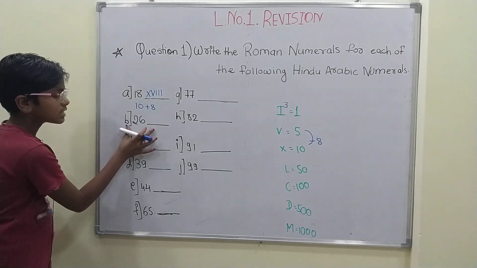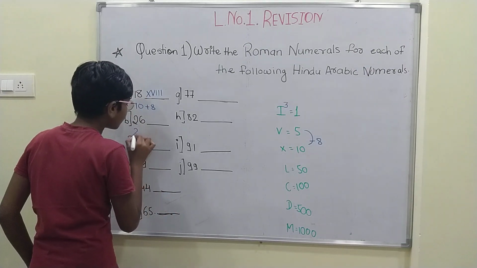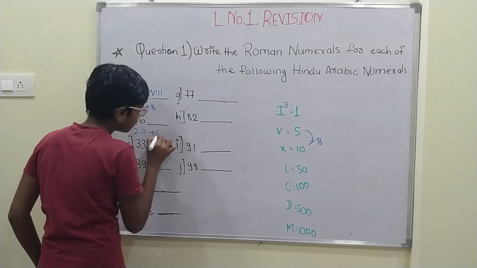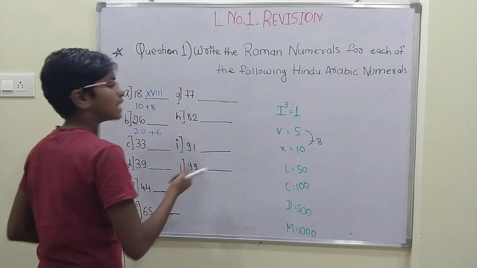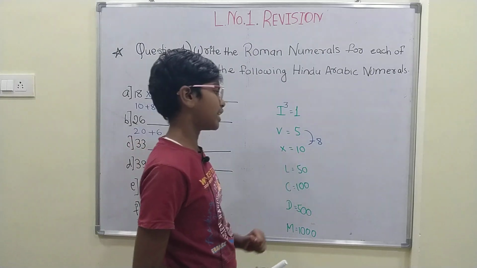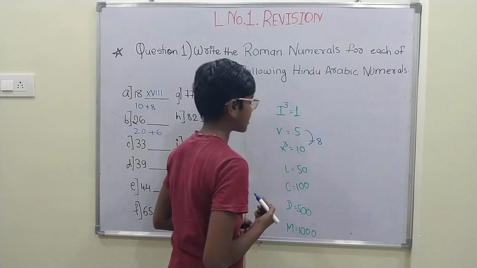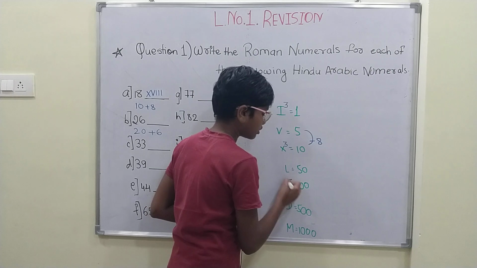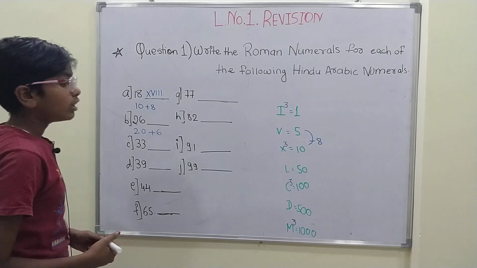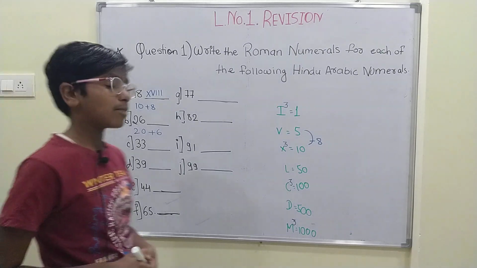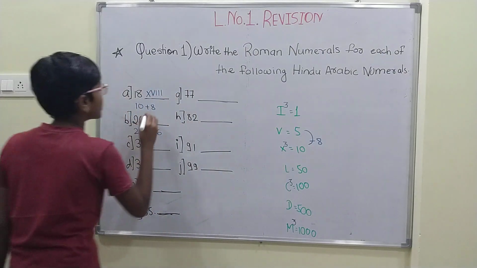Next is 26. We know it is the expanded form of 20 plus 6. How will I write 20? I know that I have a standard unit for 10, and 20 is the double of 10. I can repeat X 3 times, I can repeat C 3 times and I can repeat M 3 times. So if I can repeat it 3 times, what is the problem when repeating it 2 times? So let's repeat it 2 times: double X.